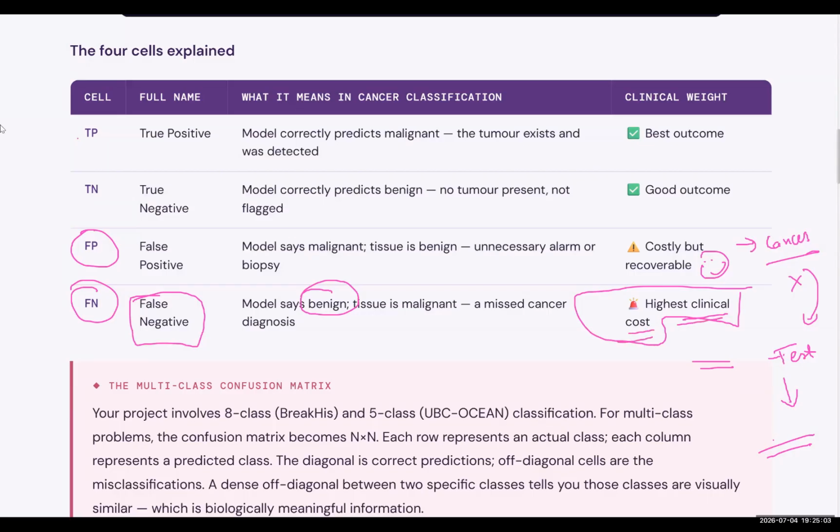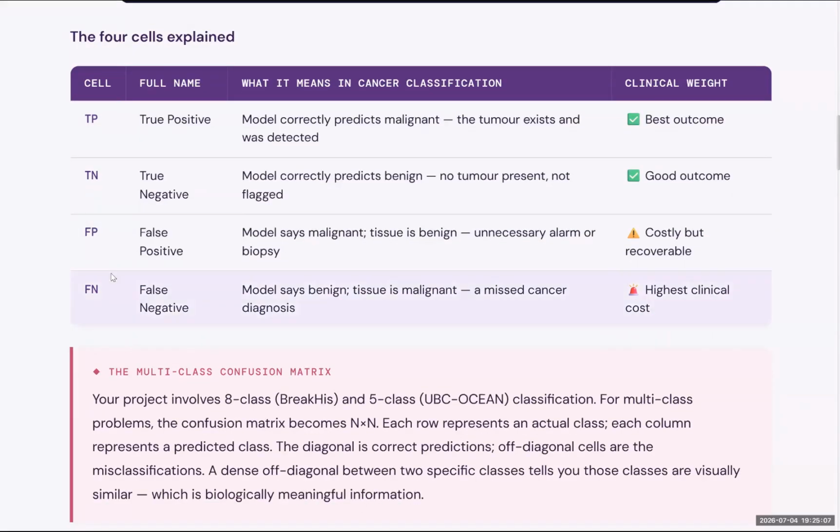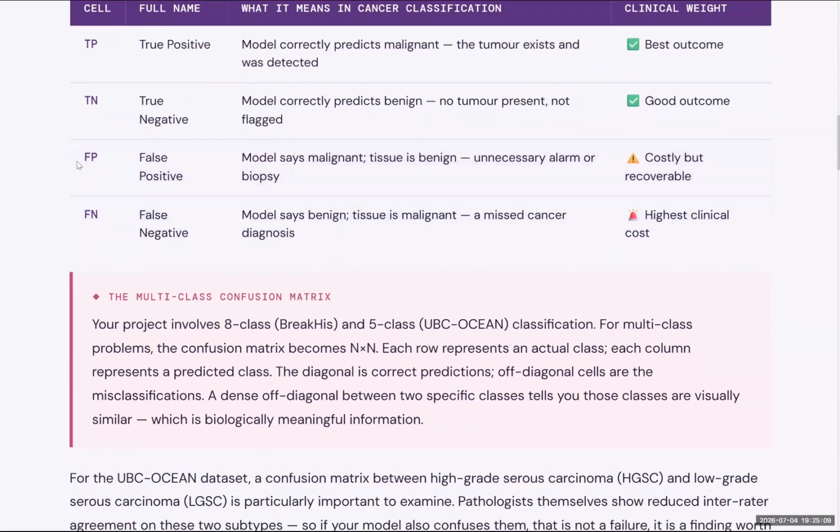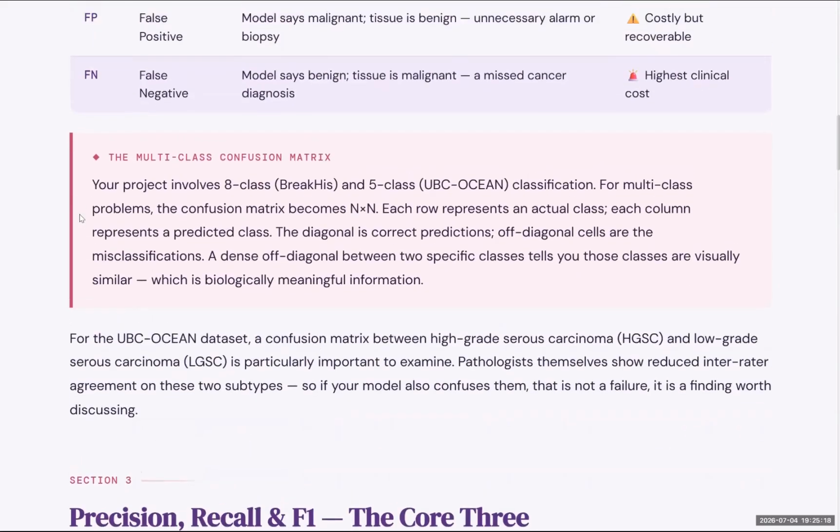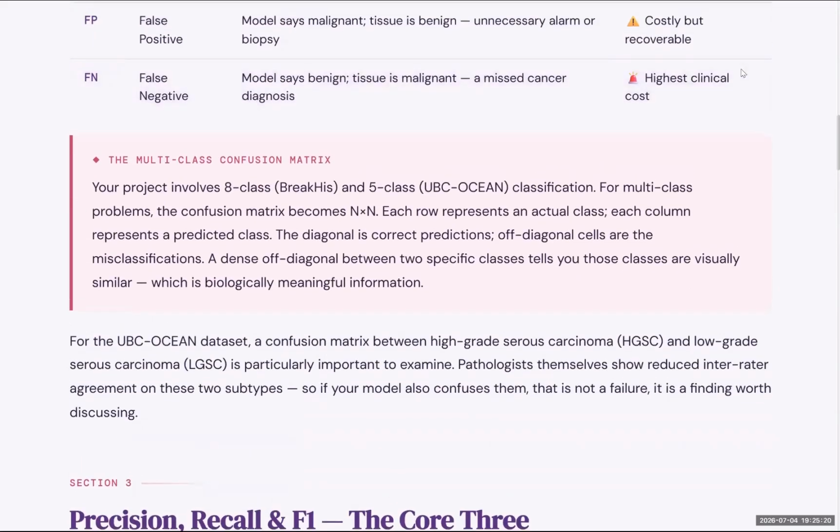Got it? So for your project, don't focus more on false positives. More than that, focus on false negatives. Also focus on false positives, but false negatives are more of a concern for you people for this project.